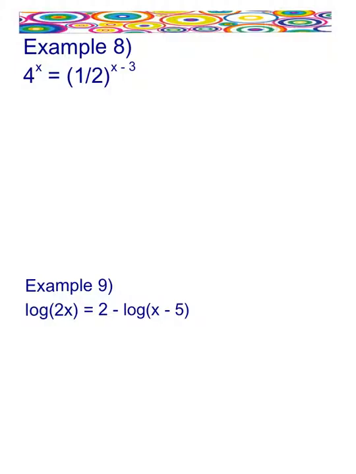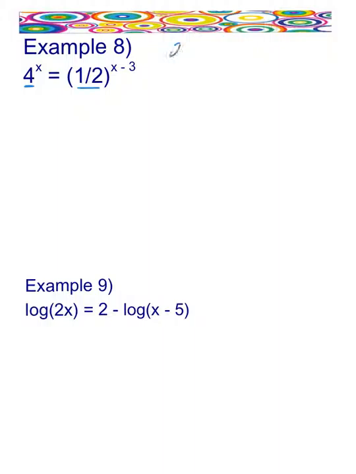Okay, so in example 8, we've got 4 raised to the x equals 1/2 raised to the x minus 3. So here I'm thinking, man, it sure would be nice if those were the same base. Then that would be just like example 1, where I could just set the exponents equal to one another. Well, it's funny we should say that. Is there any way that I could rewrite this 4 and this 1/2 so that they have the same base?